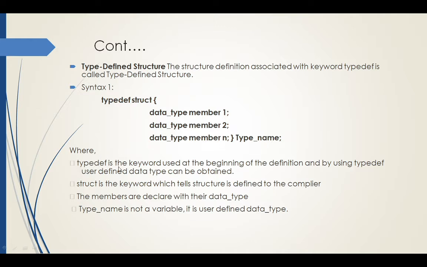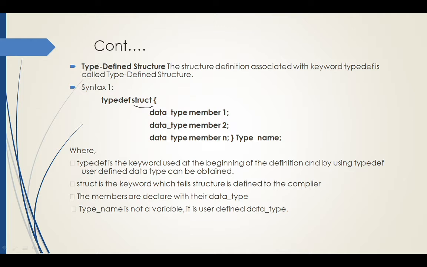Typedef is a keyword, as I said, used at the beginning of the definition, and by using typedef, a user defined data type can be obtained. So using this typedef, you can obtain what? The user defined data type. Struct is a keyword which tells the compiler that it is a structure declaration or structure definition. The members are declared with their data types.